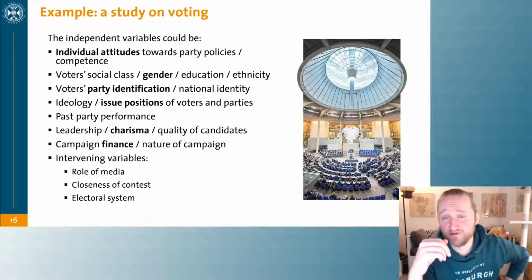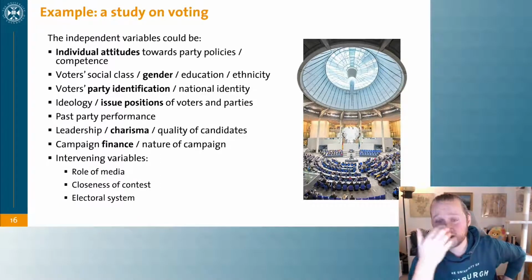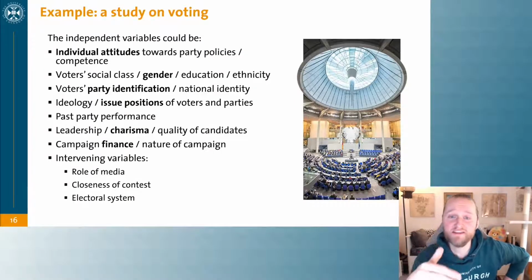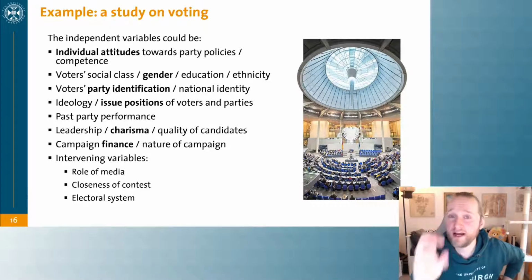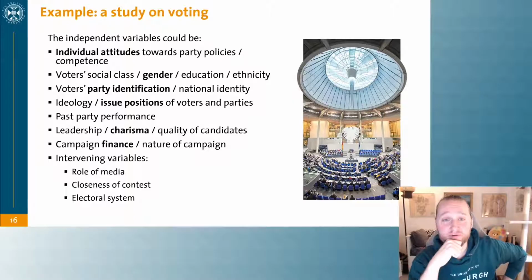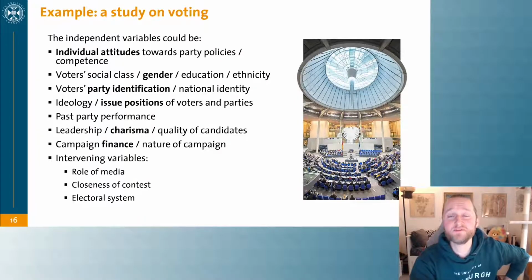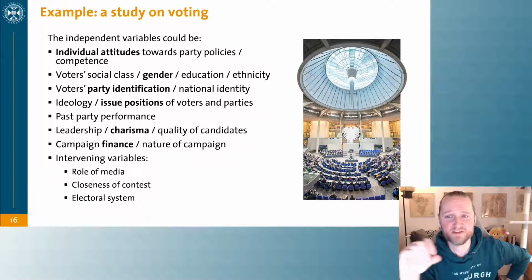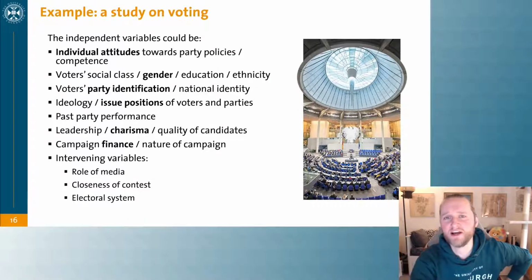Turning to the other side of voting, maybe you're not interested in just the dependent variable side. Maybe you are interested in the independent variable side of voting. So what determines how people vote, for example? I've given you a little menu here of possible independent variables that you could be looking at. When you think about what makes people vote a certain way, are you naturally drawn towards trying to explain things with individual attitudes? So it's just how individuals are thinking about specific parties, about their specific policies, or maybe how competent they believe those parties or party leaders are.